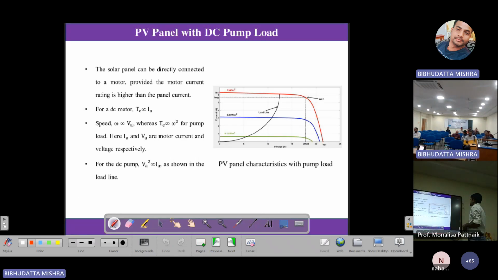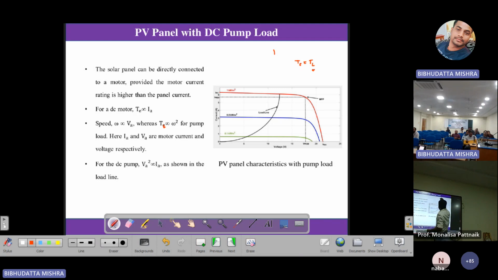Nowadays it is very popular to directly connect a panel with a pump. We know that with a DC motor, or any motor, the electromagnetic torque should be equal to the load torque. And if it is a pump, then this load torque TL is proportional to omega square.